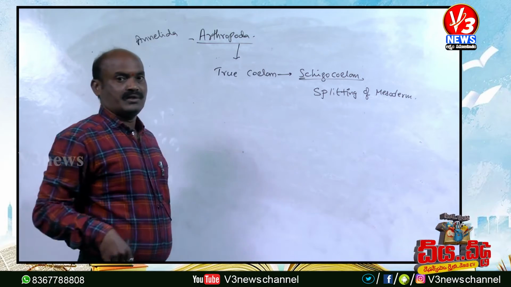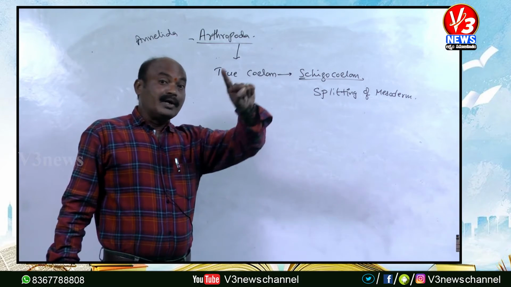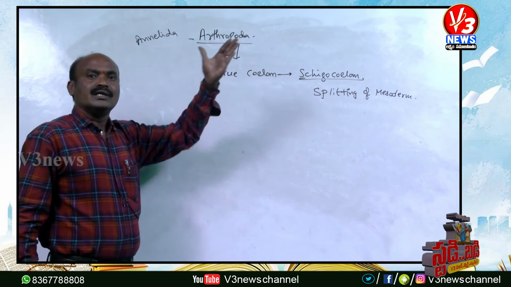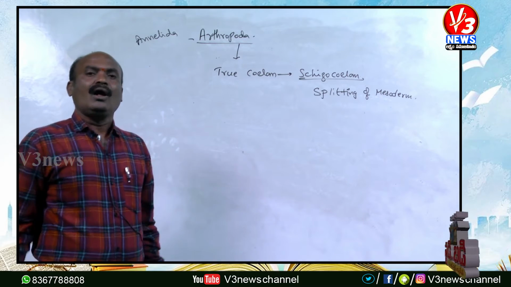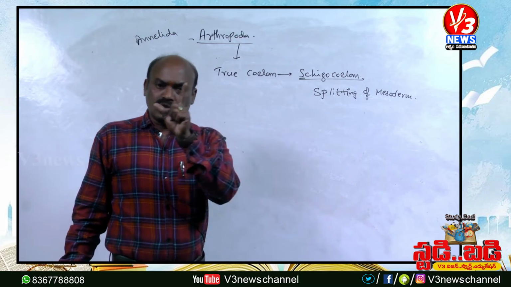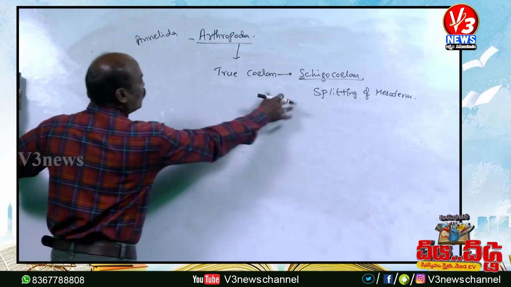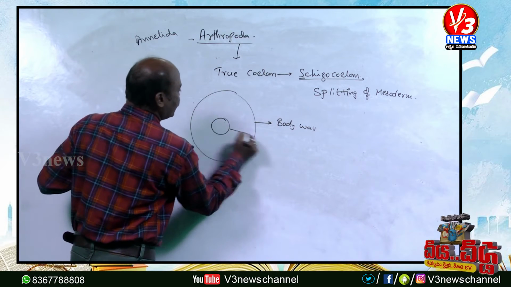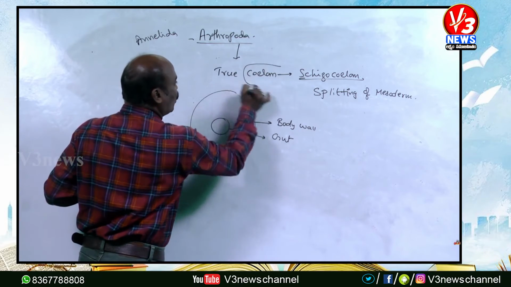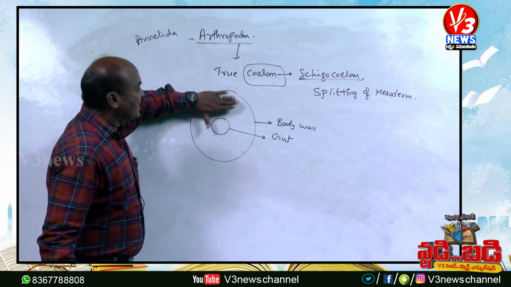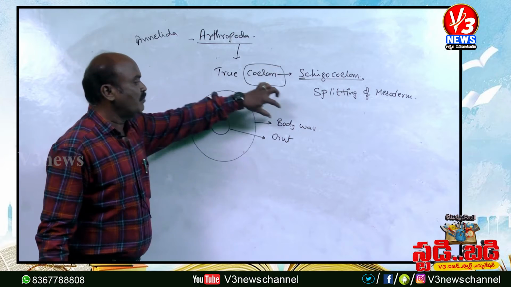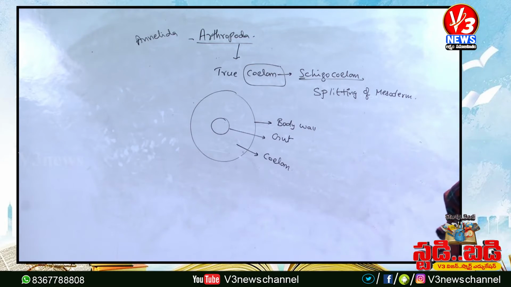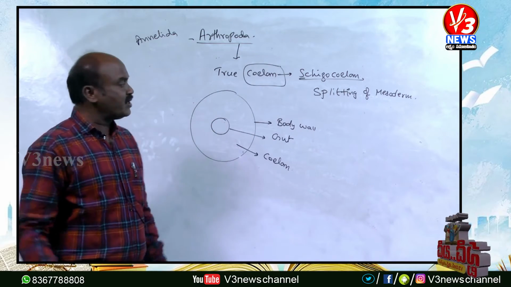In a previous class we discussed the phylum Nematoda. Nematodes are pseudocoelomates. Annelida, Arthropoda and Mollusca are eucoelomates because they possess true coelom. What is the difference between pseudocoelom and true coelom? For example, here this is the body wall, and here it is the gut or alimentary canal. Coelom is the space present between the body wall and gut.